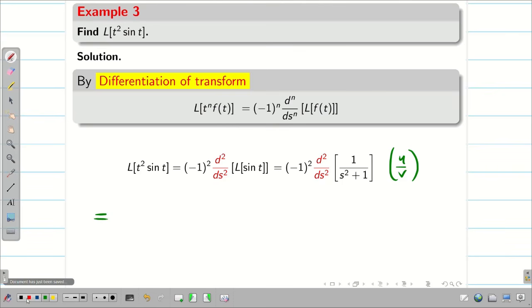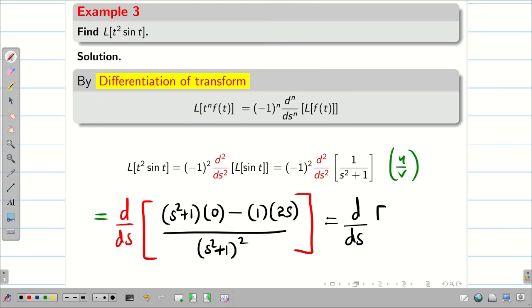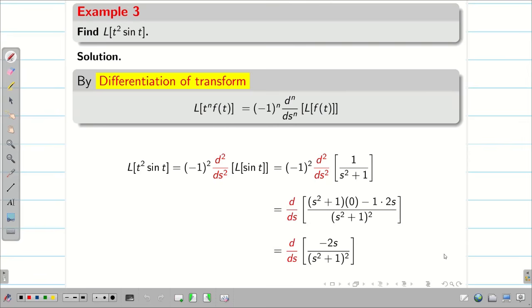So let me differentiate once. I'll keep d by ds outside. Now differentiating this, we get the denominator s square plus 1 whole square. In the numerator, v du: s square plus 1 into 0, minus 1 into the differentiation of s square plus 1, which is 2s. So d by ds of minus 2s divided by s square plus 1 whole square. Next we have to differentiate this again.